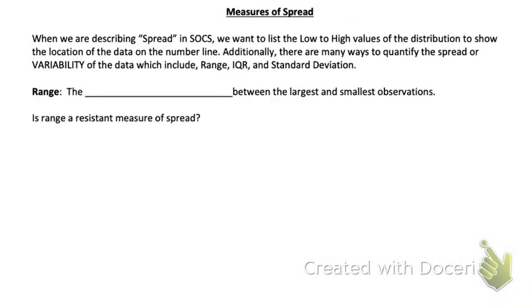All right, let's talk about spread. Woohoo! What does SOC stand for? Shape, outlier, center, spread. Very good. All right, so when we're talking about spread in SOCs, we've been listing the low to the high values of the distribution because that helps us know where it is on the number line. We can quickly get the range and whatever else we might want. But there's lots of other ways to do spread or variability, all right? So if I'm talking about how varied the data is, there are lots of ways we could do it, and that includes range, which you guys know how to do, IQR, which we're going to learn, and standard deviation, which we'll learn.